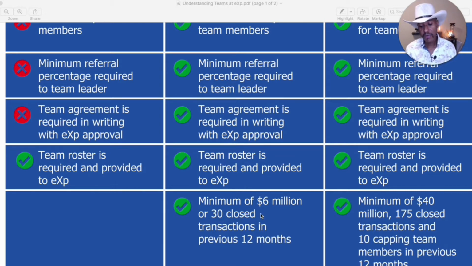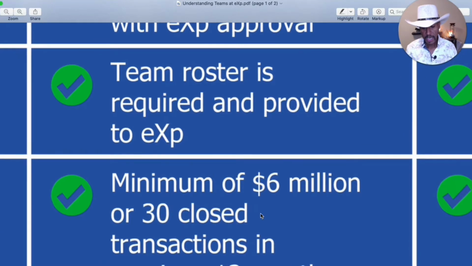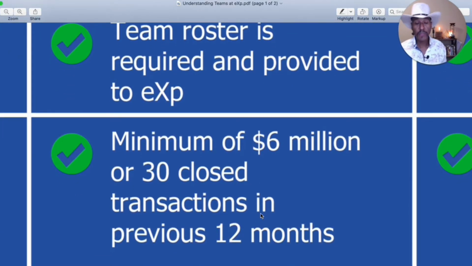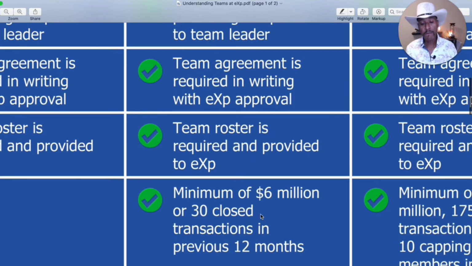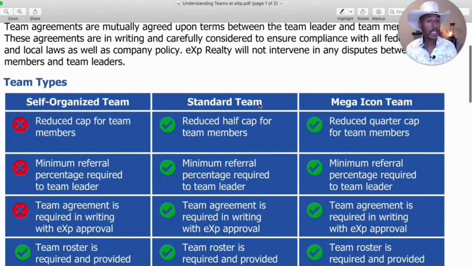And you have to have a minimum of 6 million and 30 closed transactions within the previous 12 months. So if you've closed 6 million in deals in the last 12 months, or at least done 30 deals, you would qualify to have a standard team with each of your team members on a half cap.